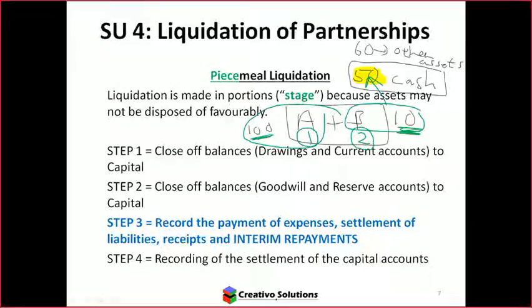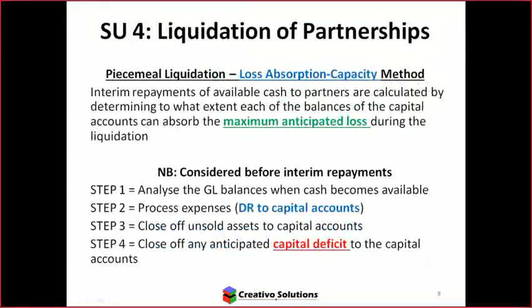Because in reality, a partnership can end very badly if the partners don't agree on the terms and conditions, the split. I can imagine. So that creates a problem. So what do the accountants do? They use a loss absorption capacity method.